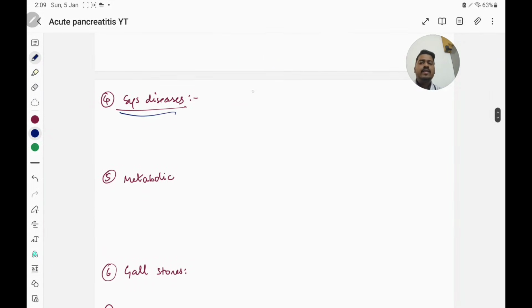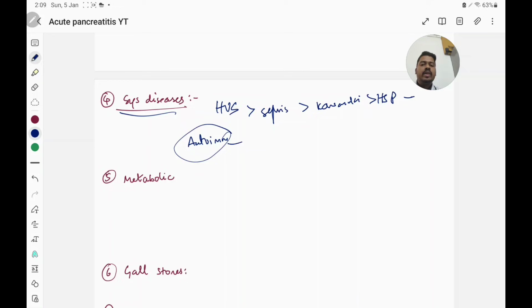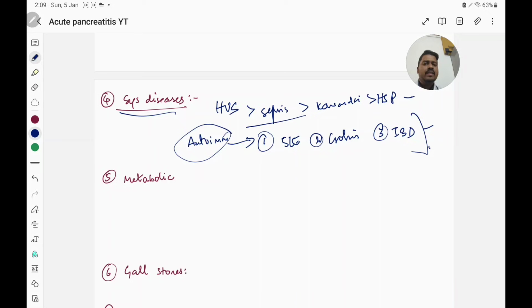Next, fourth etiology is systemic diseases, and the most important cause is HUS, followed by sepsis, then Kawasaki disease, and then HSP. These are the 4 main causes, and also we have autoimmune causes. In autoimmune causes we have one, SLE, and two, Crohn's, IBD. These are all known to cause pancreatitis, but it is very rare. I haven't seen any cases so far, but sepsis and HUS are known to cause pancreatitis.